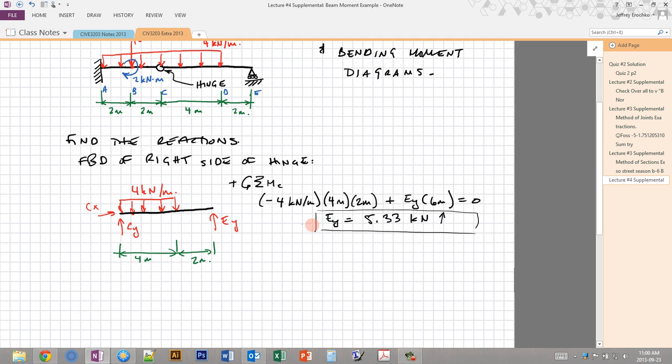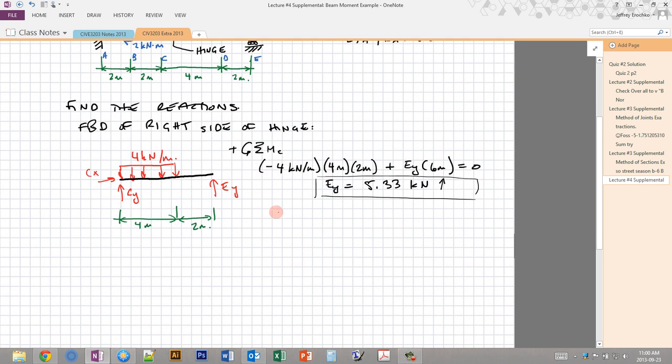Okay, so that's Ey. We don't really need to solve for Cy here, but I'd like to do it because I can use it later, just as a check. So we get sum of Fy is 0, therefore Cy is up, that's positive, minus 4 times 4, which is from the distributed load, plus 5.33, which is the reaction we just solved for, and that's up, so it's positive. So then we solve easily. Cy is 10.67 kilonewtons. It's positive, so it's the same direction we've drawn it, which is up.